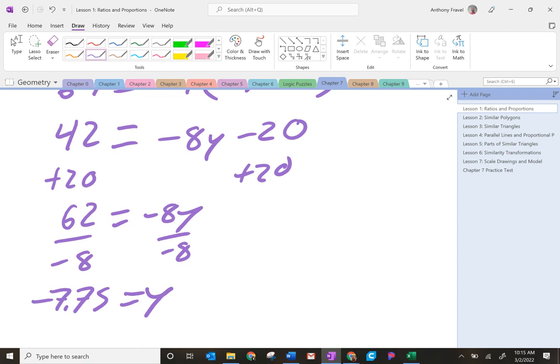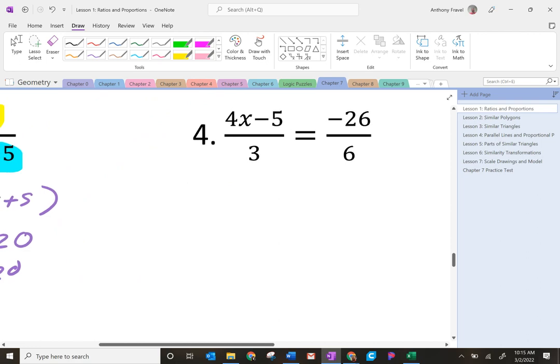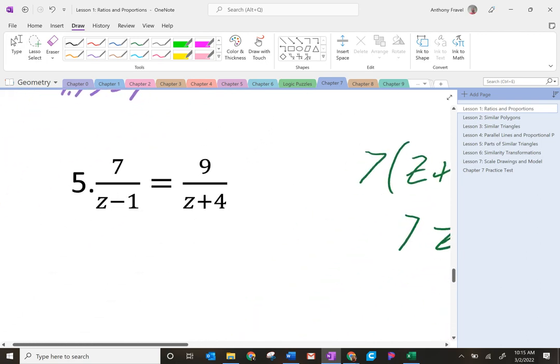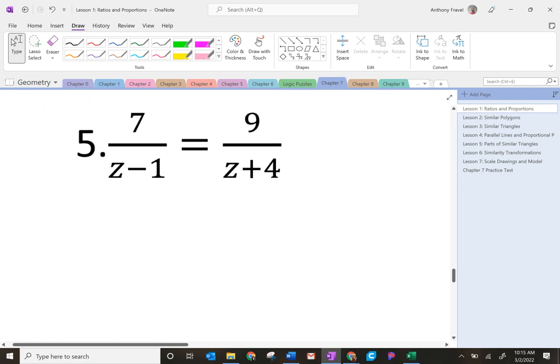Feeling good? Okay, you guys do this one on your own then. Actually, I'm going to skip down to this one. Do this one on your own, exact same way. Also, it's just the 7. It's not this 5 in front of it.